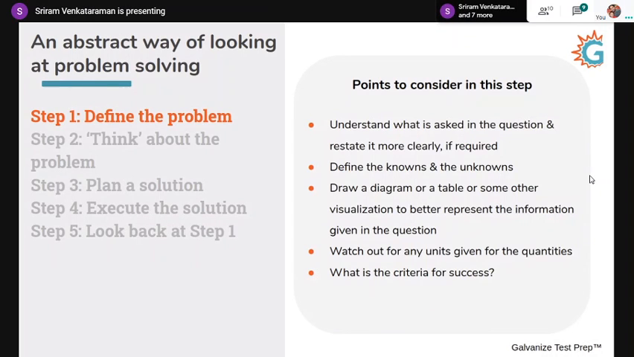Sometimes in the context of GRE, you're only looking to compare two quantities, not to actually evaluate them. You're just trying to establish the nature of the inequality. Sometimes you're not even asked to find the value. Just because there are unknowns, you don't have to find the unknowns. You just have to find the relationship between the unknowns. So for each question, you have to look at what is the criteria for success.